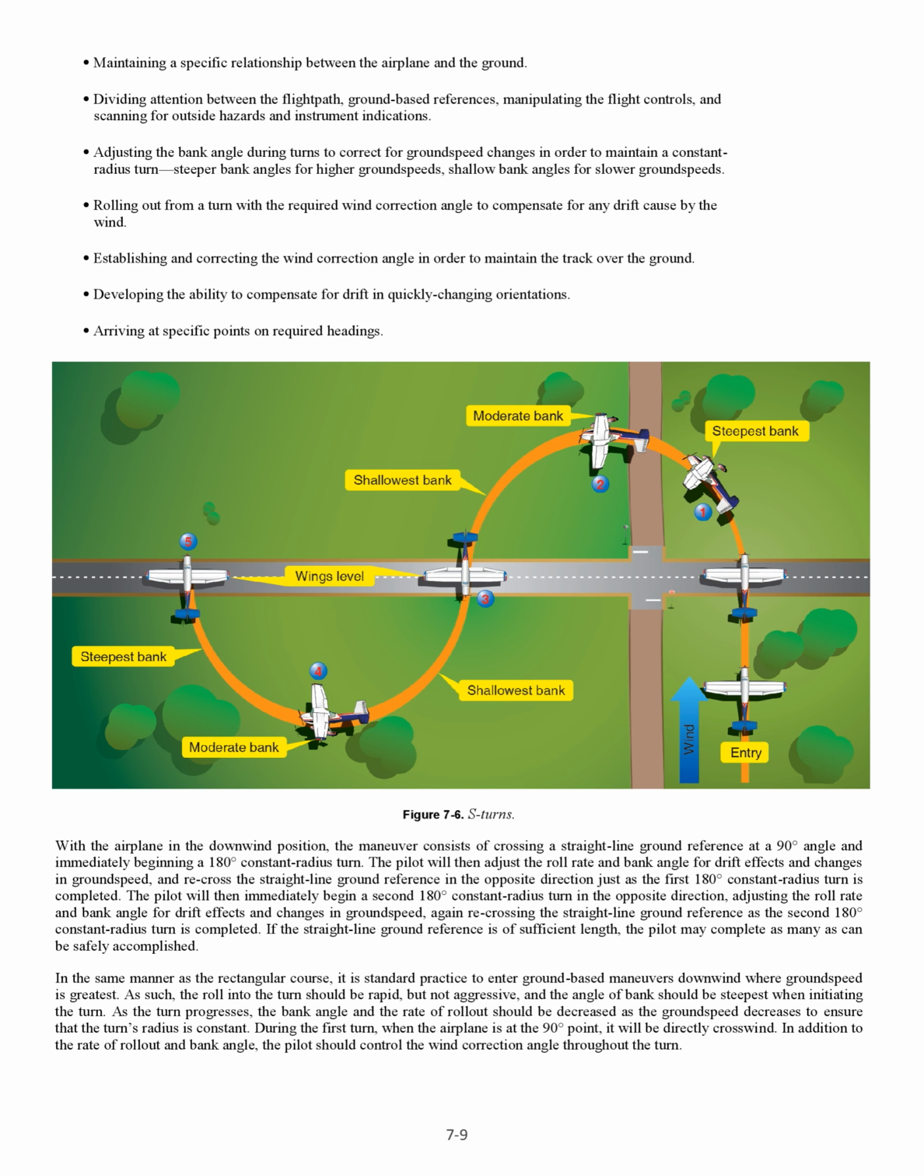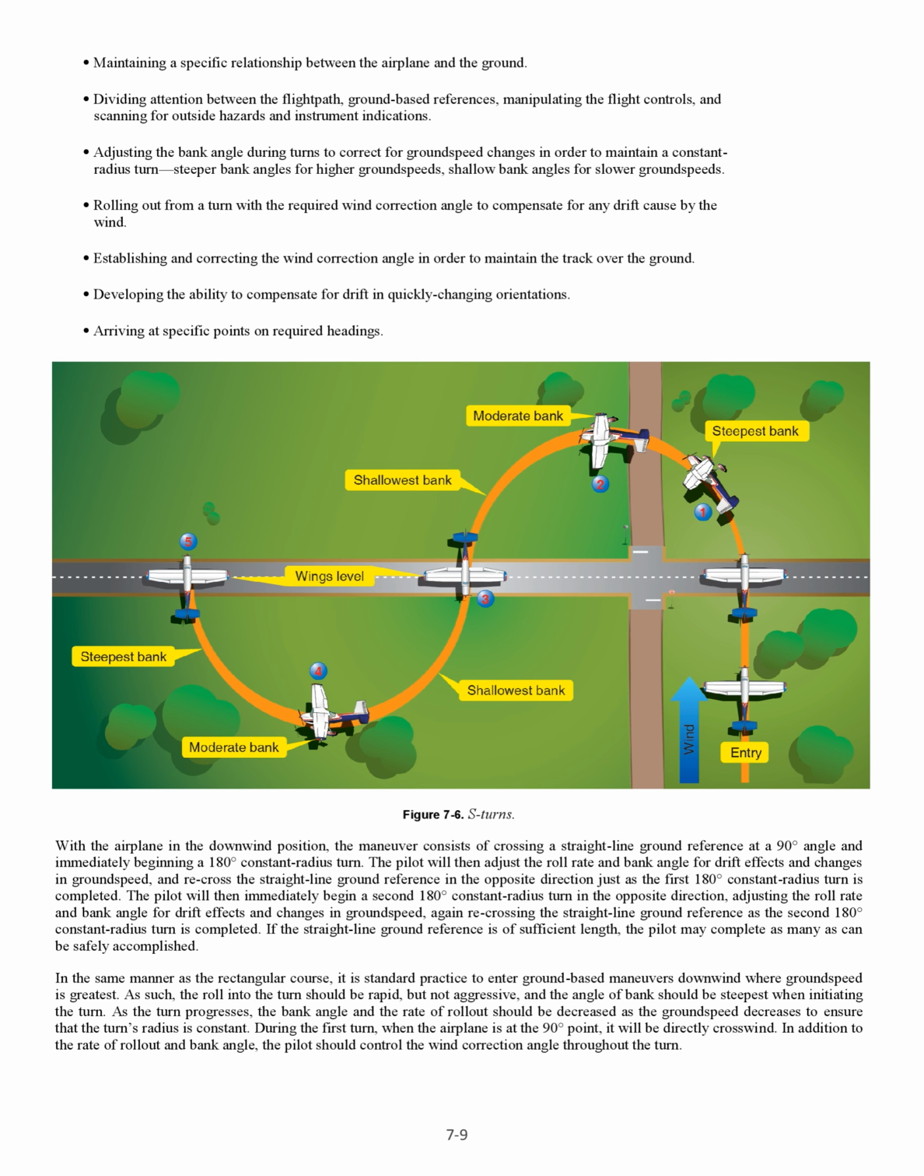If the straight line ground reference is of sufficient length, the pilot may complete as many as can be safely accomplished. In the same manner as the rectangular course, it is standard practice to enter ground-based maneuvers downwind where ground speed is greatest. As such, the roll into the turn should be rapid, but not aggressive, and the angle of bank should be steepest when initiating the turn. As the turn progresses, the bank angle and the rate of rollout should be decreased as the ground speed decreases to ensure that the turn's radius is constant.